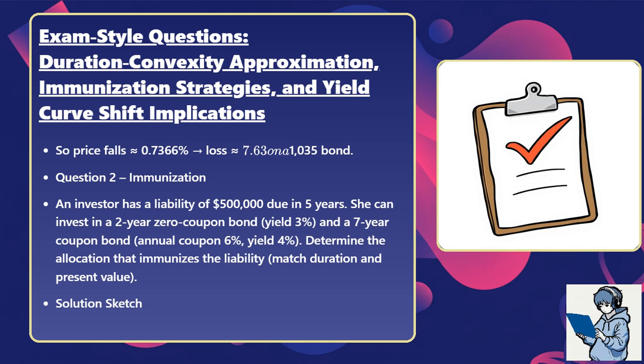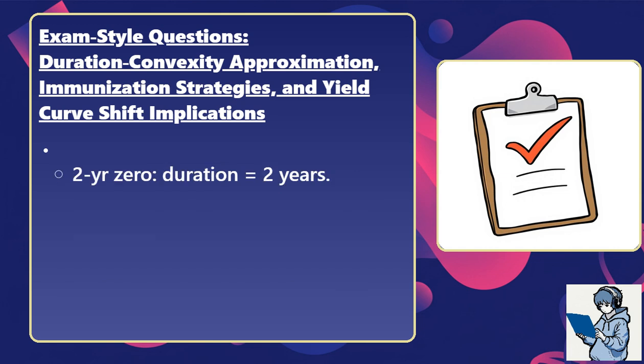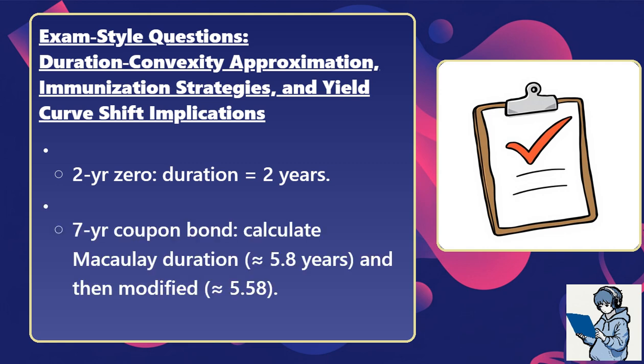A solution sketch. 1. Compute the present value of the liability: PV_L equals 500,000 divided by (1.03) to the 5th power, which equals 432,000. 2. Compute the duration of each asset. The 2-year zero has a duration equal to 2 years. For the 7-year coupon bond, the Macaulay duration is approximately 5.8 years, and the modified duration is approximately 5.58.